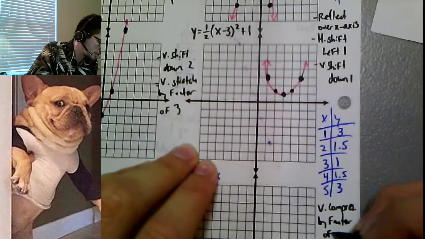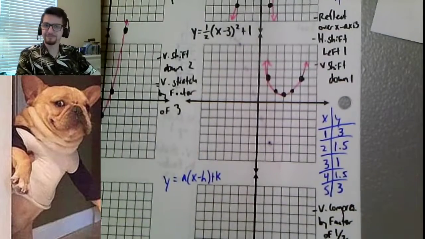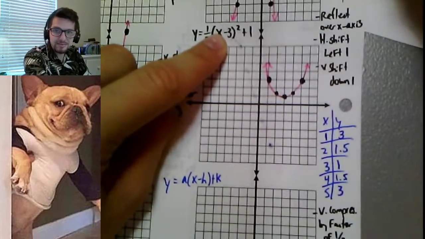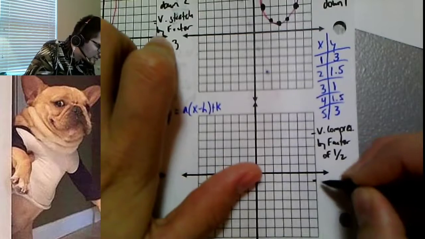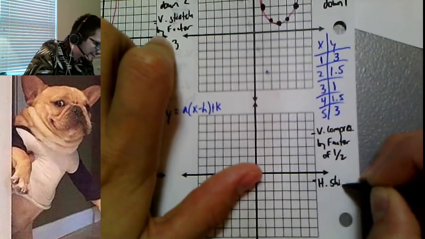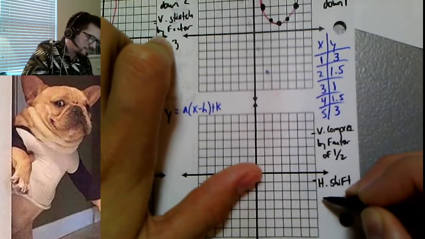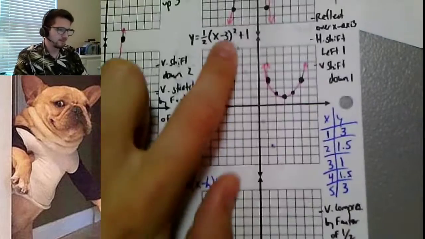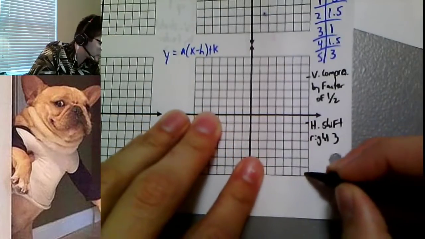This is the disadvantage of using markers, guys. You don't have enough room to write stuff. What's that negative 3 saying? That's our h, and if we take the opposite, it's plus 3. So that's a horizontal shift. And it's minus 3, so that would be right 3. Then we have a plus 1, and that would be a vertical shift up 1.